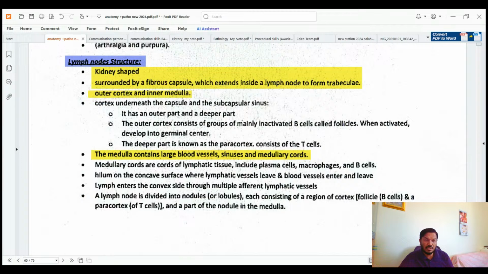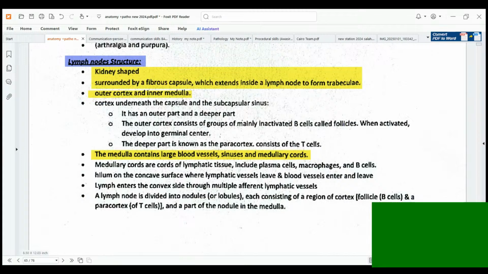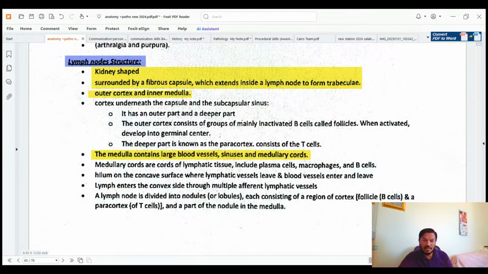A lymph node is divided into nodules. Each consists of a region of cortex called the follicle, with B cells, and the paracortex, with T cells, and a part of the nodule in the medulla.